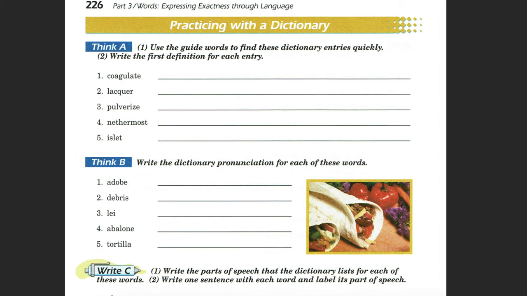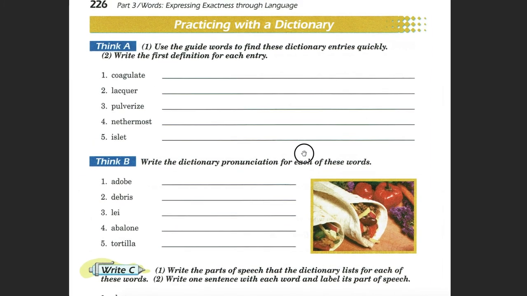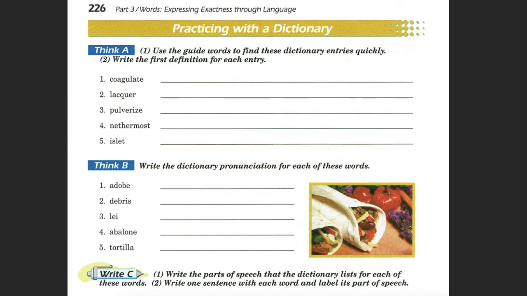This is page 226, practicing with a dictionary. This is our last lesson on using a dictionary. So let's get started. This worksheet is pretty simple, very straightforward. We're using all the things we learned about using a dictionary. Part A says use a guide word to find these dictionary entries quickly. Write the definition for each entry.